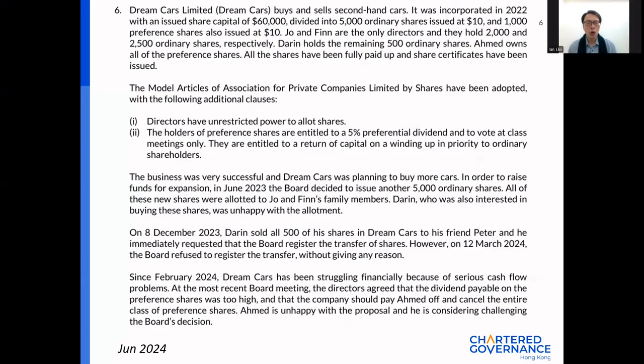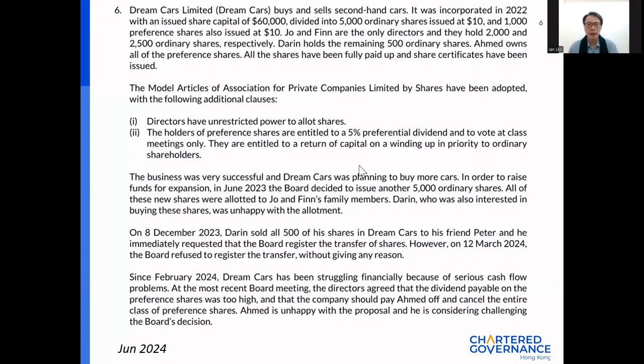Ahmed owns all of the preference shares. Okay, so all the shares have been paid up and share certificates have been issued. So you can see we have 2 directors, Joe and Finn, 1 shareholder only of ordinary shares, Darren, and Ahmed is the preference shares holder, owns all of the preference shares. So that is quite important for your analysis of this question.